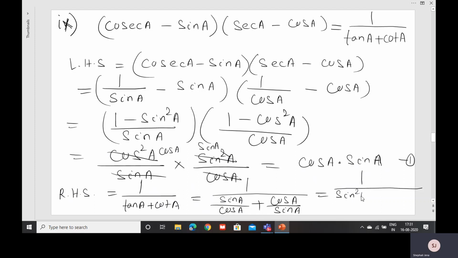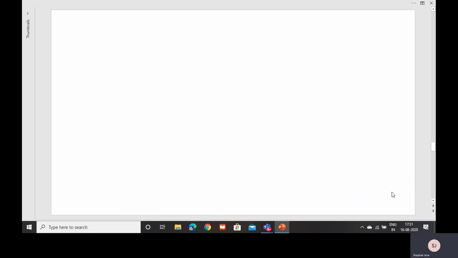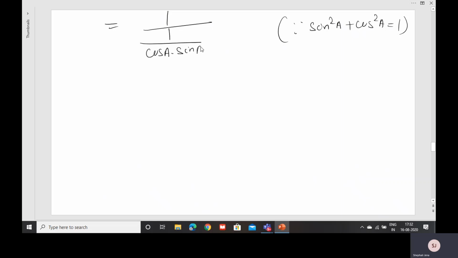This fractional addition you should do. So sin square A plus cos square A, because the LCM is cos A into sin A. Now we should go to the next step: 1 divided by sin square A plus cos square A over cos A into sin A. How much is sin square A plus cos square A? 1. So 1 divided by 1 over cos A into sin A is equal to how much? Cos A into sin A.